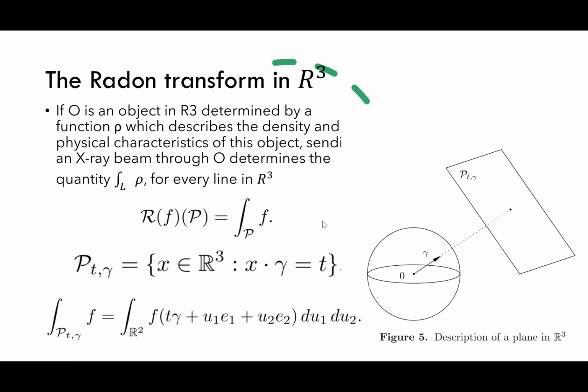The description I use for planes in R3 is: given a unit vector gamma in the unit sphere, and a number t, which is the distance between the origin and the plane, we define the plane P(t, gamma) as the set of x in R3 where x times gamma is equal to t. This gamma is orthogonal to the plane, and t is, as I said, the distance between the origin and this plane.